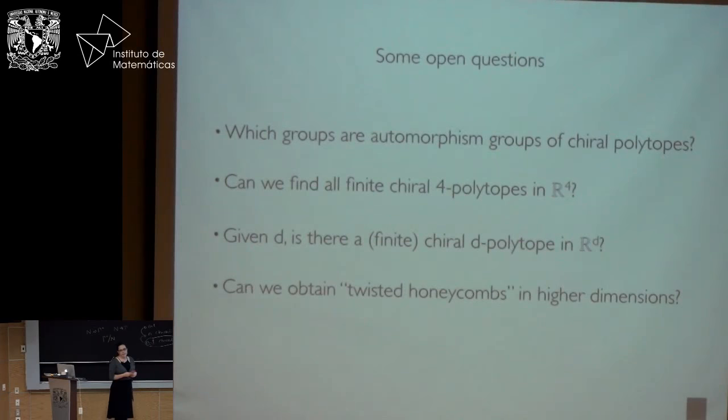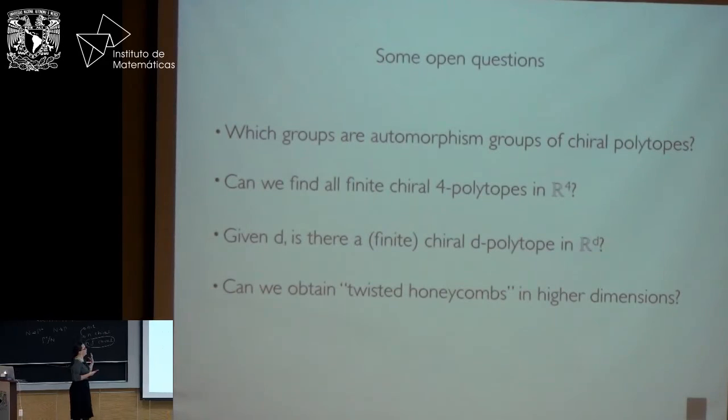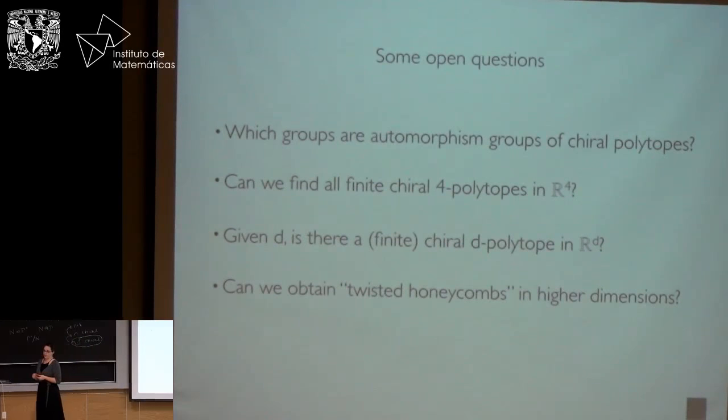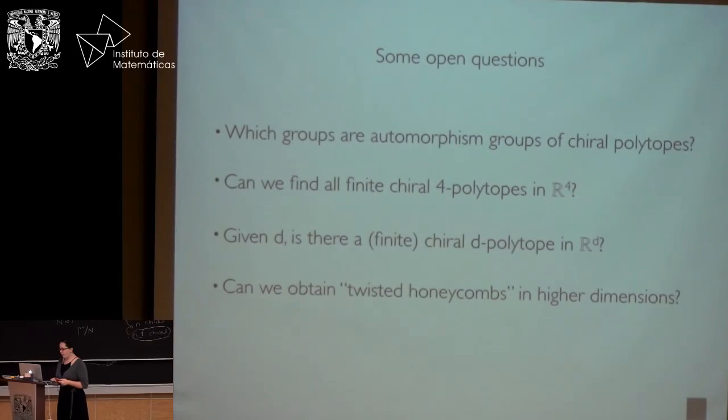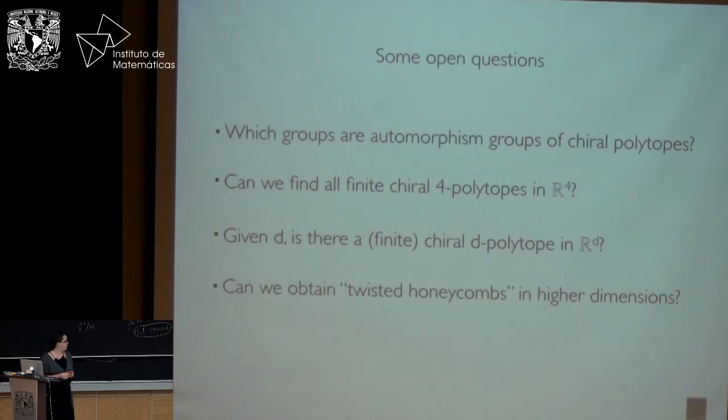Some of the questions that I'm interested in are, for example, which groups are automorphism groups of chiral polytopes? I just told you that symmetric and alternating groups are. There has been a lot of work in that direction. And it turns out that for higher rank, we know few groups that are automorphism groups of high dimensional chiral polytopes. But it's a question, are there other infinite families that achieve chiral polytopes of any rank?